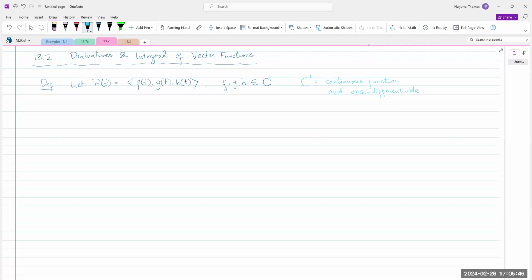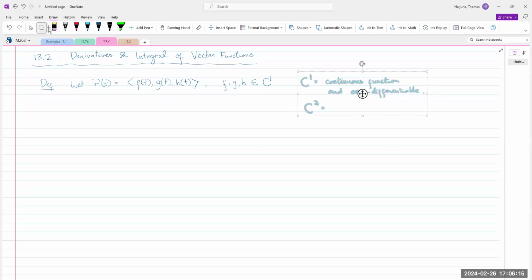The first derivatives of these functions are continuous. Later on, if you see C2, it means the first and the second derivatives are continuous. So this is not C prime. This is C1. You will see C2, C3, and so on. I think in this class, the most you will go is actually C2.